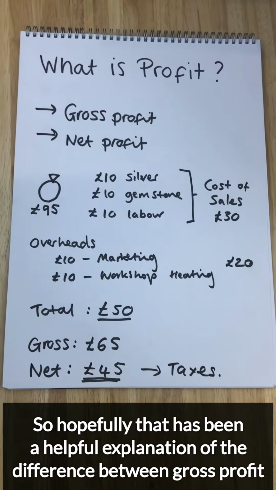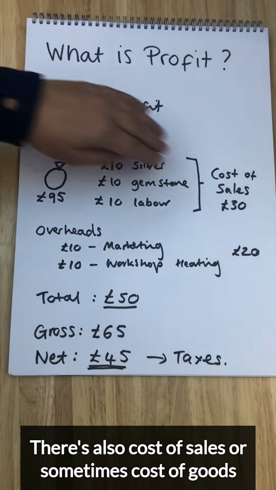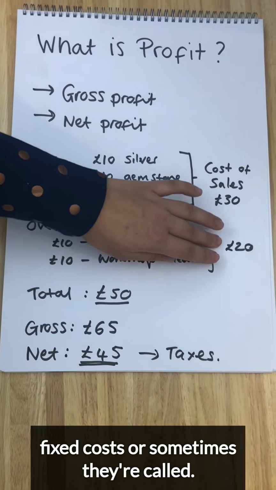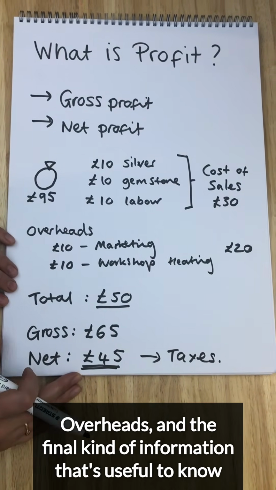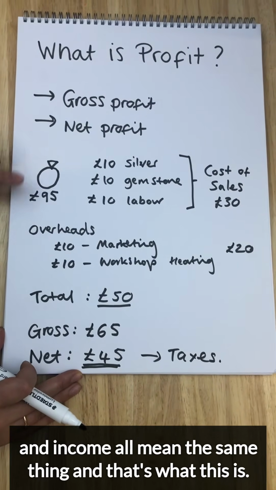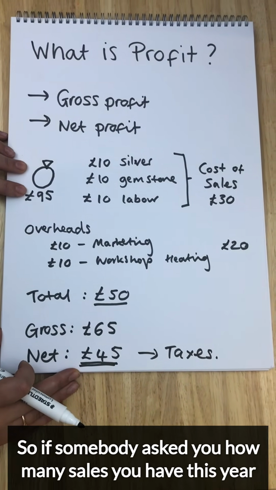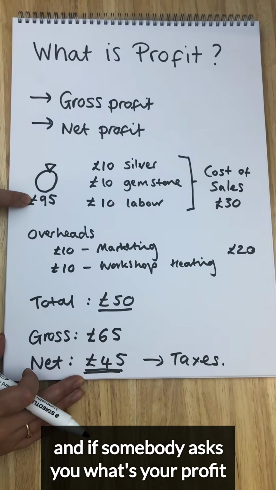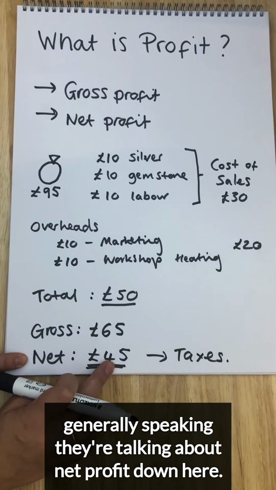So hopefully that has been a helpful explanation of the difference between gross profit and net profit. There's also cost of sales, or sometimes costs of goods, and fixed costs, or sometimes they're called overheads. And the final kind of information that's useful to know is that sales, revenue, and income all mean the same thing. And that's the money that comes in. So if somebody asks you how many sales you have this year, you can add up all the total amounts of income that's come in. And if somebody asks you what's your profit, generally speaking, they're talking about net profit down here.